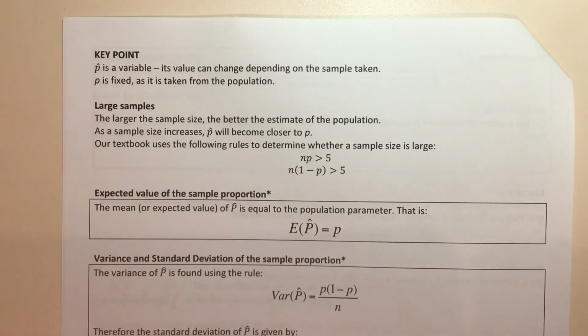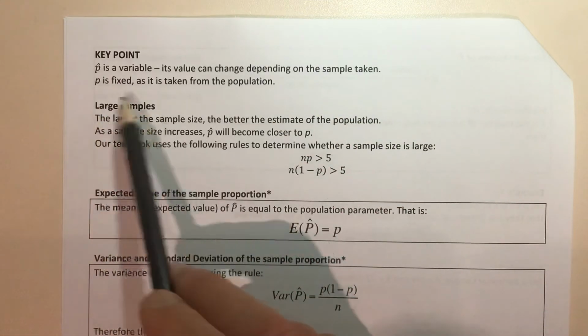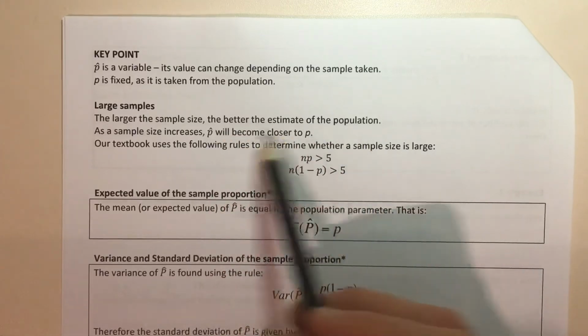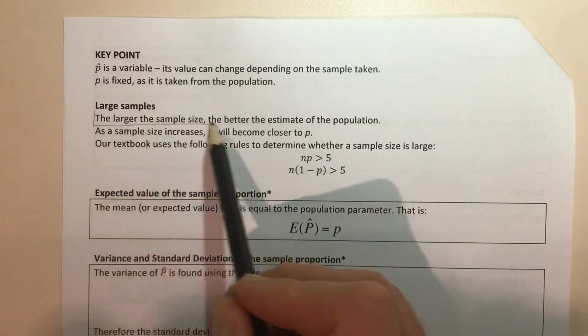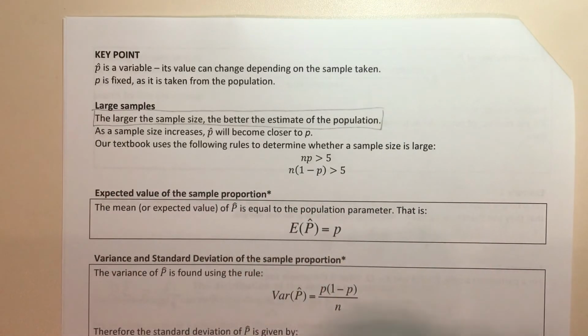And the other thing that's important to think about, and we will come back to it in the next little section, is the idea of having a large sample. The key idea here is that the larger the sample size, the better the estimate of the population, right? That just makes logical sense. If you've got a population of 1,000 people, and you ask 2 of them a question, well, you're not necessarily likely to get a really good reflection of the population.